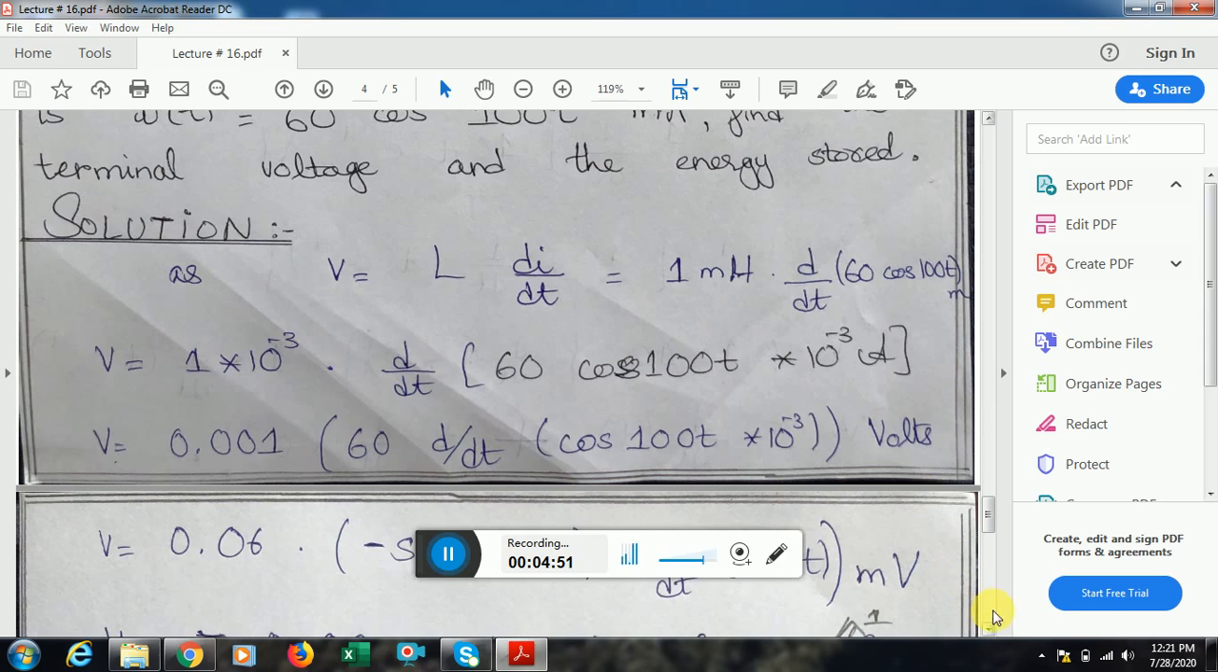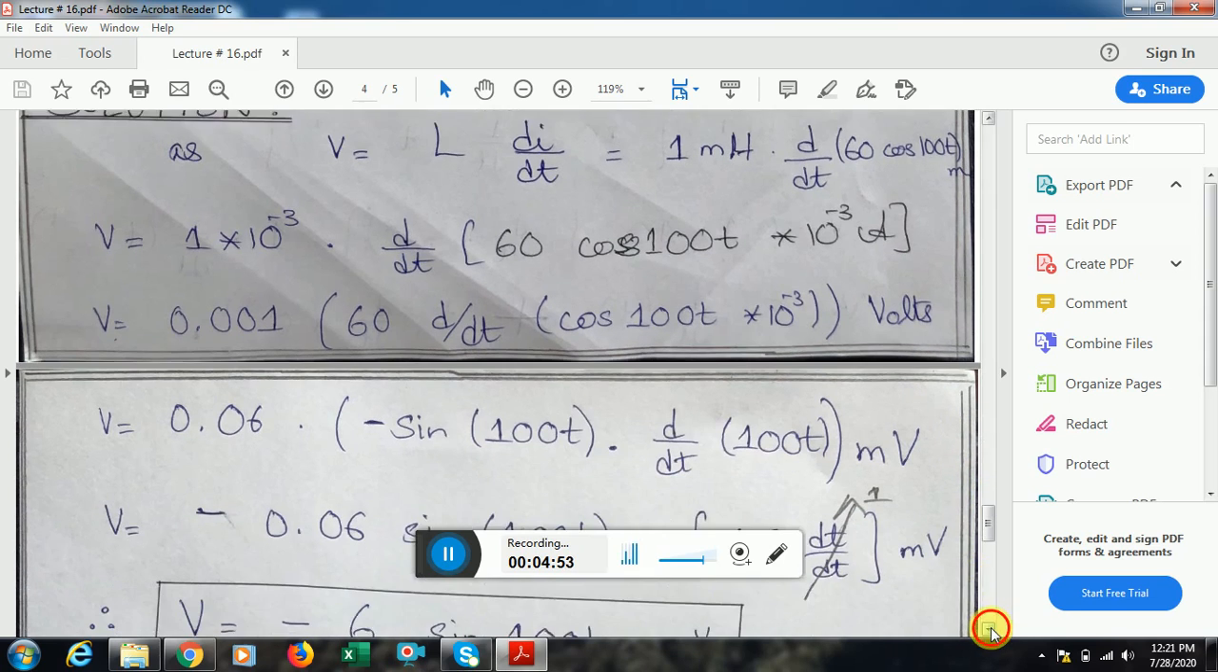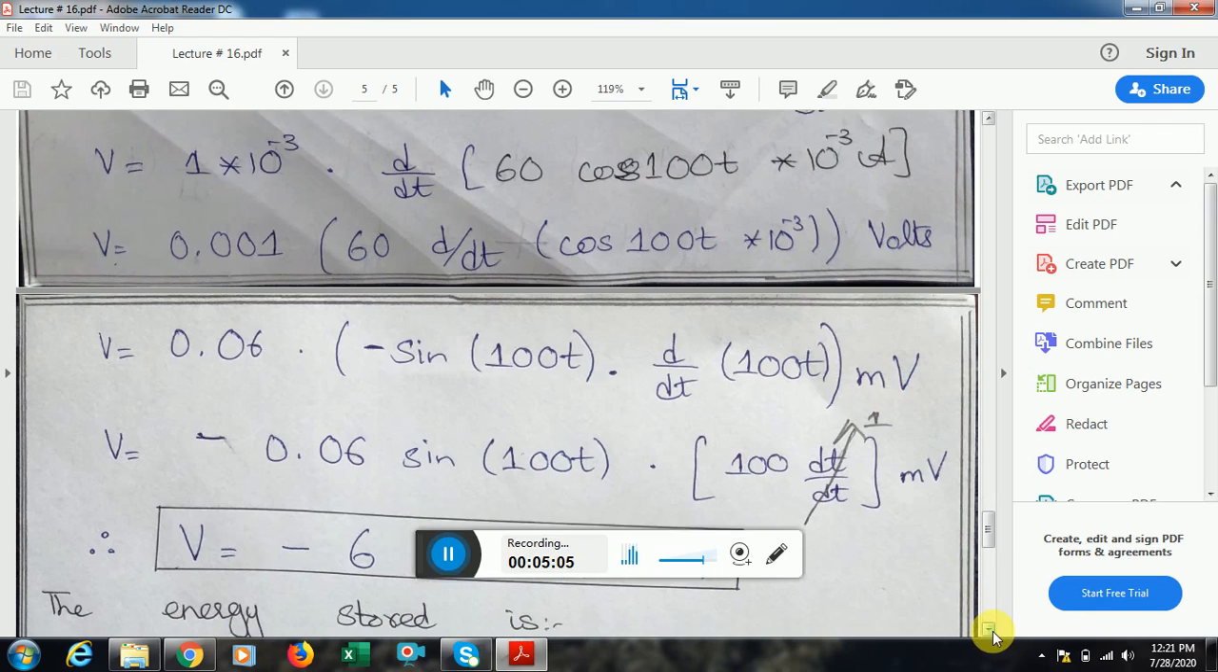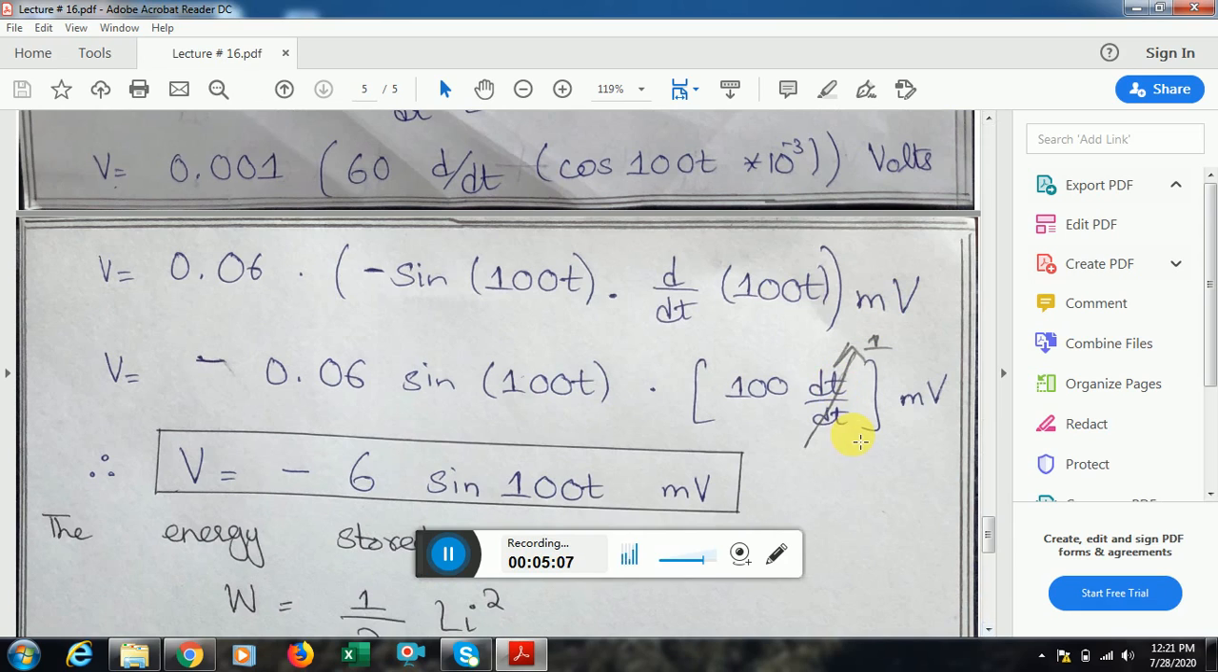And this is how, by simply inserting the values and taking the constant out of the derivative, the derivative of cos is minus sine with the same angle, and then we take the derivative of the angle. This milli, I take it over here and it becomes millivolt. Now the dt by dt cancels out, and we get the voltage value: minus 6 sine 100t millivolts.